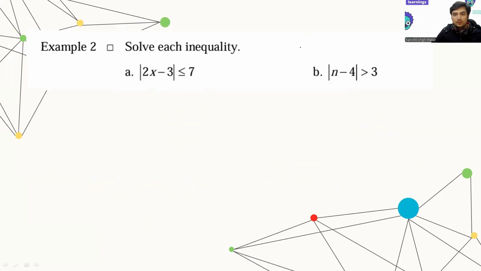Okay, now let's solve these. Both of the inequalities are: mod of 2x minus 3 lesser than equal to 7, and mod of n minus 4 greater than 3. Remember, modulus graphs have a notch, always have a notch. So let's solve this first. Mod of 2x minus 3 lesser than 7.